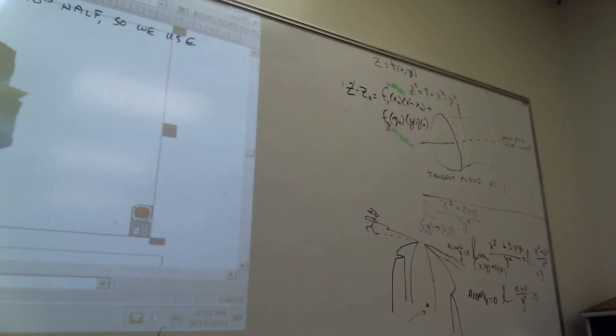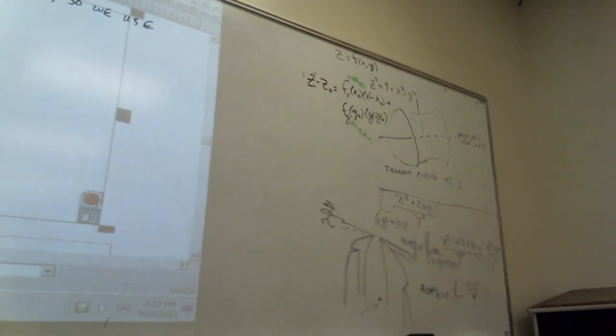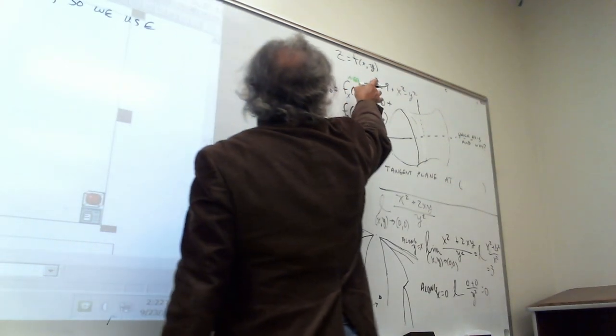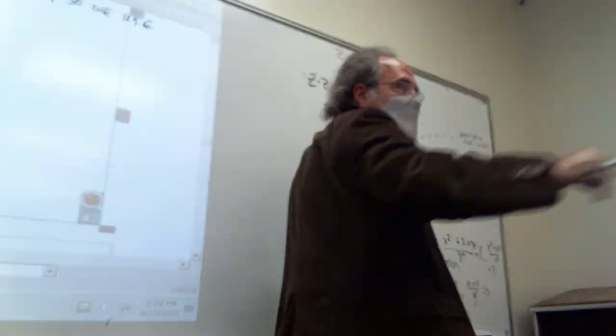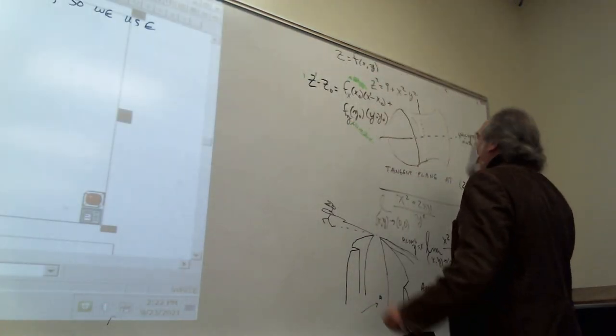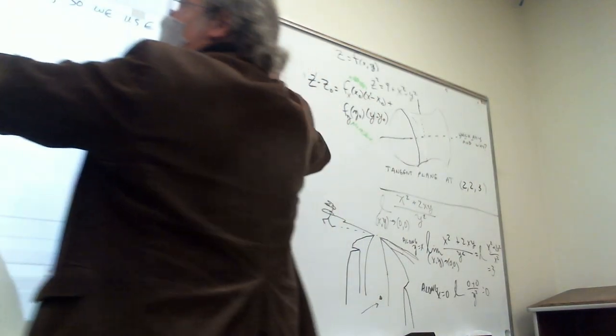So the surface looks like this. It's a hyperboloid of one sheet. And we're going to do the partials. So I need the partial. Oh, and what's your point? What's the point? 2, 2, 3. Let's just see. Okay, so the equation is, what's the equation?